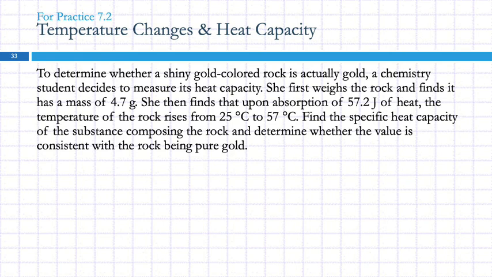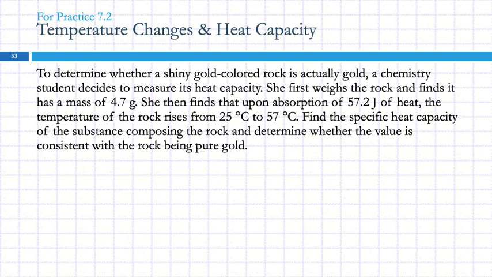Okay, to determine whether a shiny gold-colored rock is actually gold, a chemistry student decides to measure its heat capacity. She first weighs the rock and finds it has a mass of 4.7 grams. Then she finds that upon absorption of 57.2 joules of heat, the temperature of the rock rises from 25 degrees Celsius to 57 degrees Celsius. Find the specific heat capacity of the substance composing the rock and determine whether the value is consistent with the rock being pure gold.